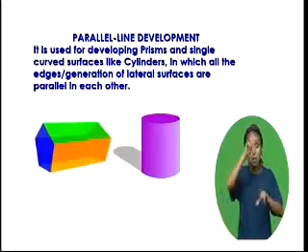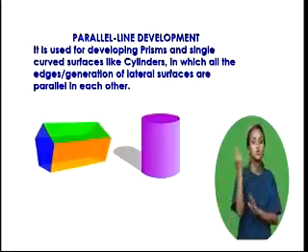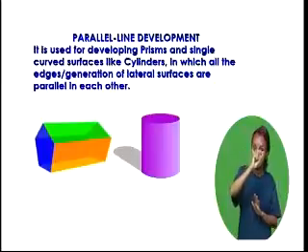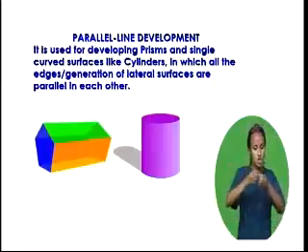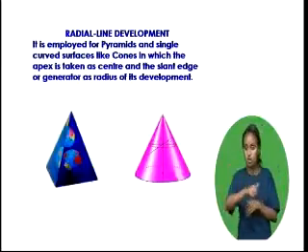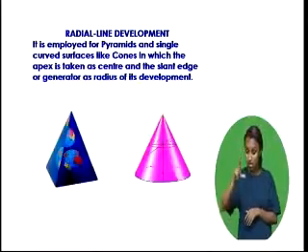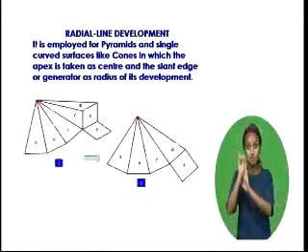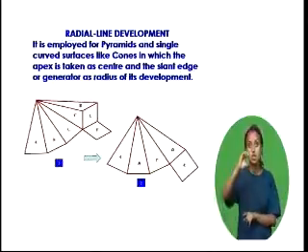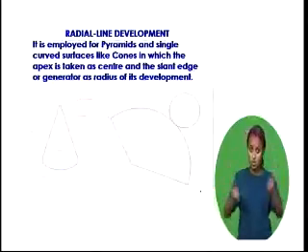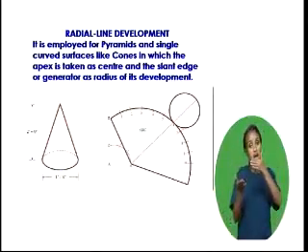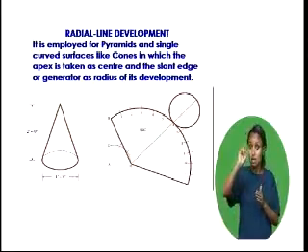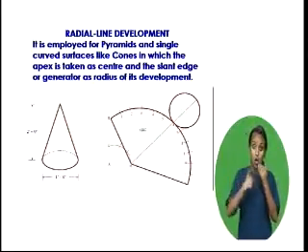Parallel line development is used to develop prisms and cylinders using the stretch out line. On the other hand, radial line development is used to develop pyramids and cones, in which the true length of the slant edge is used as the radius. We will talk about radial line development in our next program.